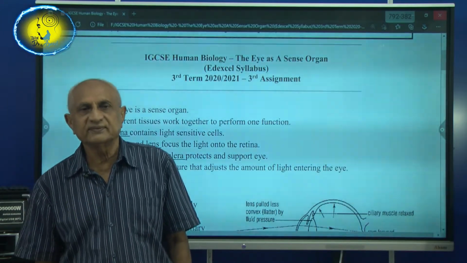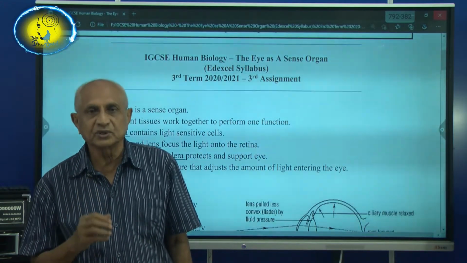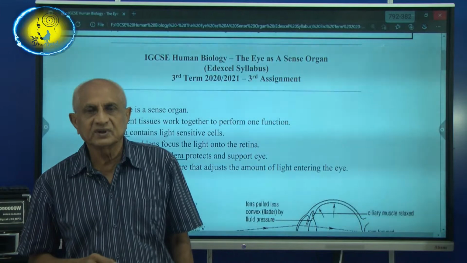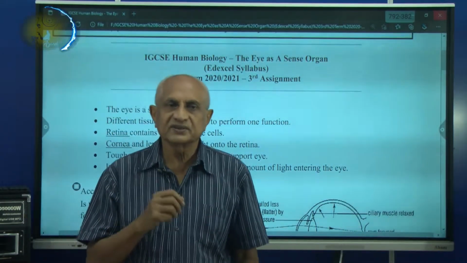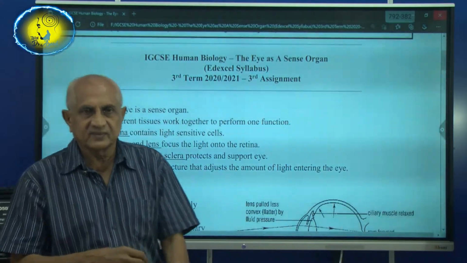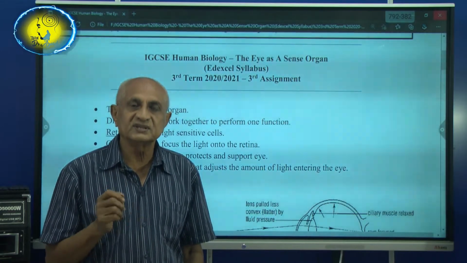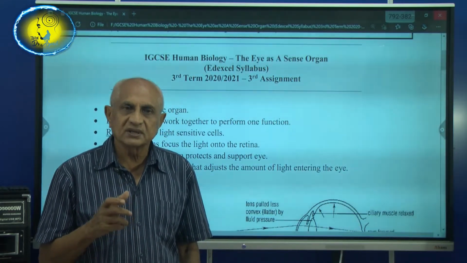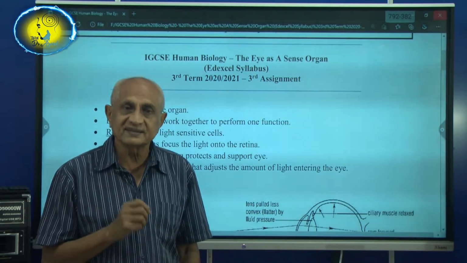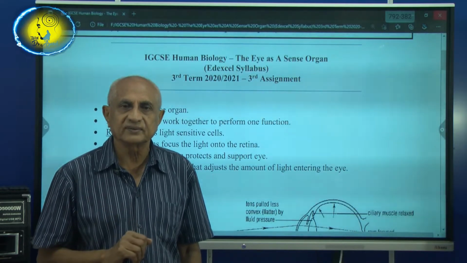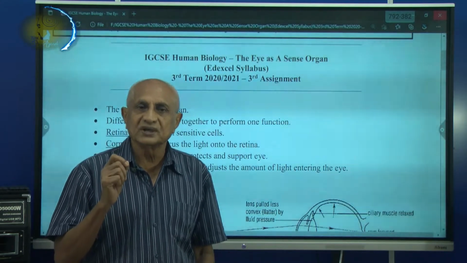Now all these 5 sense organs are sensitive to stimuli and they respond. The ear responds to sound. The tongue responds to taste. The eye is very sensitive to light, and we see objects because it acts as a sensory organ. Skin is sensitive to touch, temperature, etc. Then the nose is sensitive to smell.